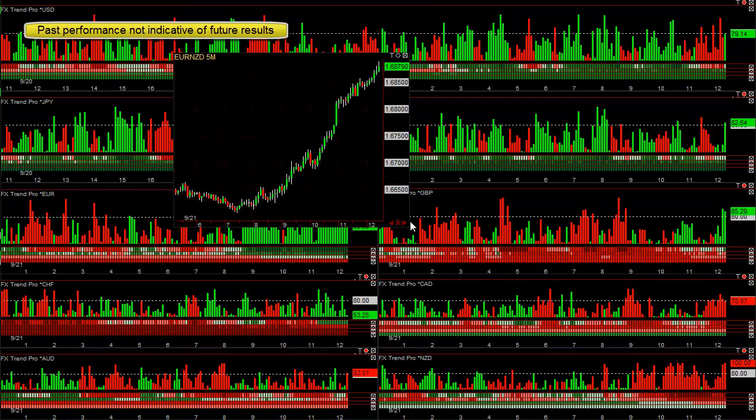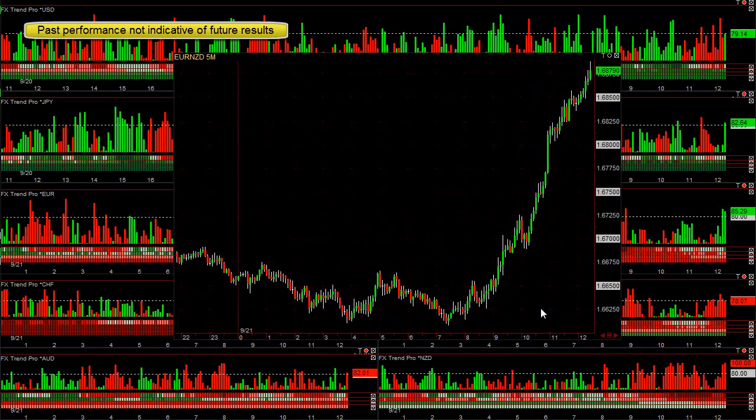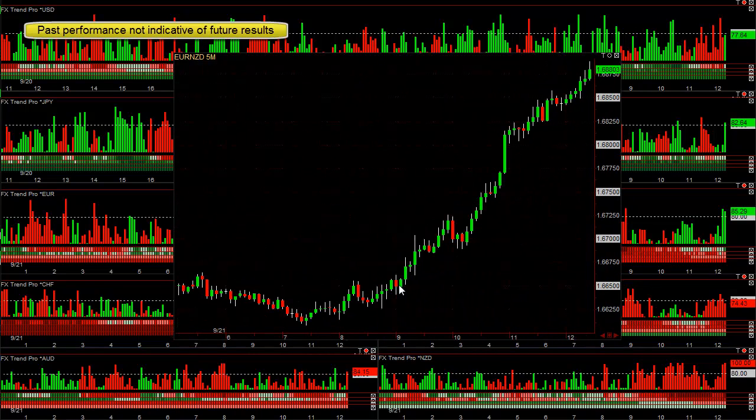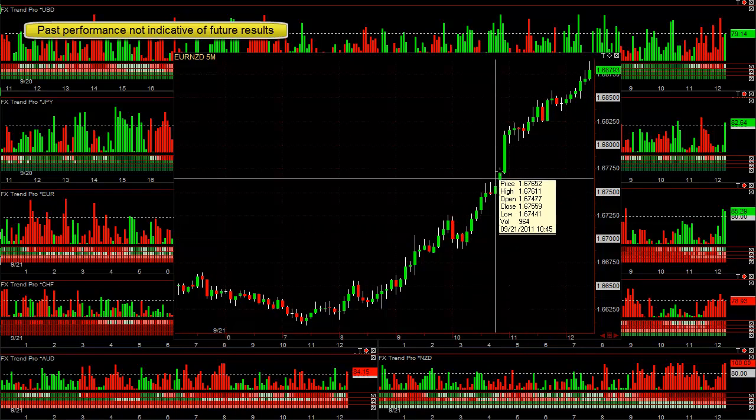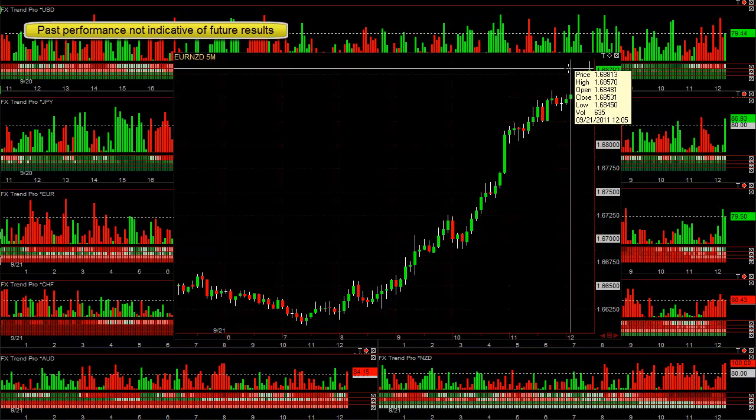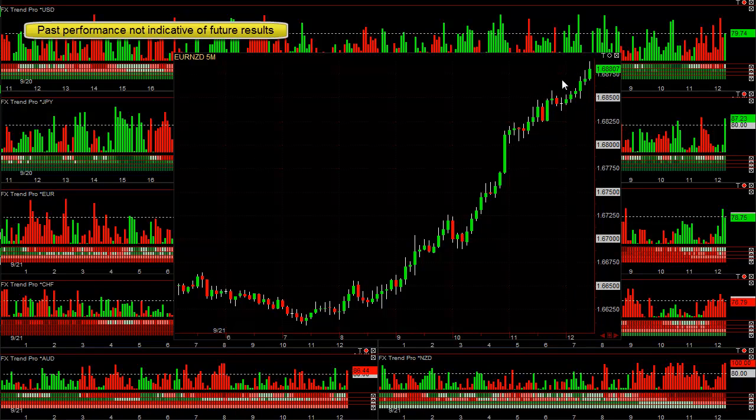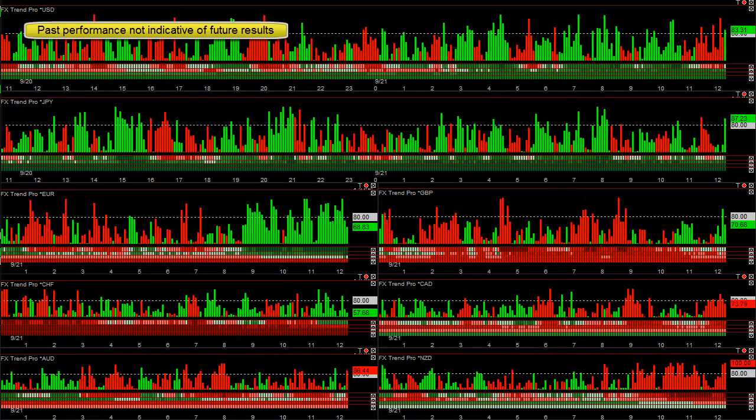Even if you missed the first wave of this at 9 o'clock, even if you got into this at 10 o'clock on the first pullback, you can see this went up 190 something pips because the currency meter works. Now, a lot of people don't trade the Euro New Zealand. I'm one of them. I don't trade it that often, maybe a few times a year. But when one currency is off the chart strong and the other one's super weak, you want to trade it.